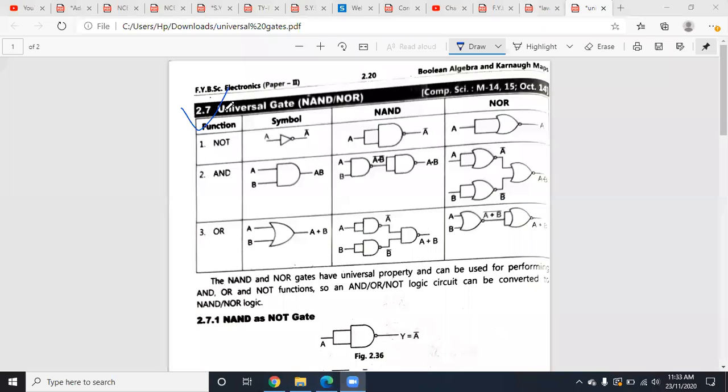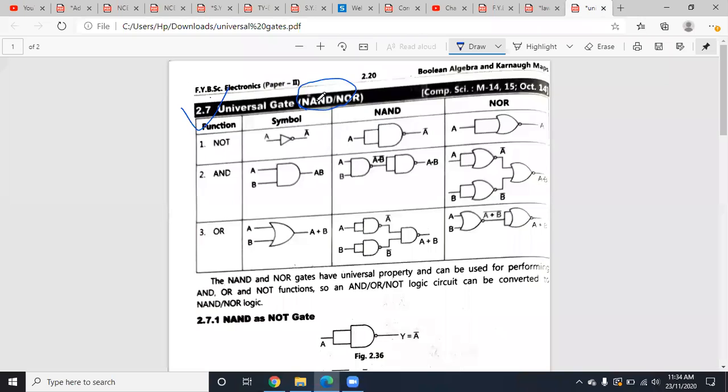NAND and NOR gates are called universal gates because you can achieve the function of any other logic gate. Listen carefully, this is important. These two gates are called universal gates because using the NAND and NOR gate we can achieve the function of any other logic gate. What does that mean? If I want to implement an OR gate, what is OR? Addition. By using these two gates I can perform the addition operation, the operation which the OR gate does.